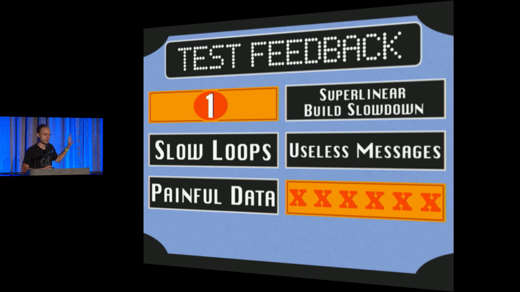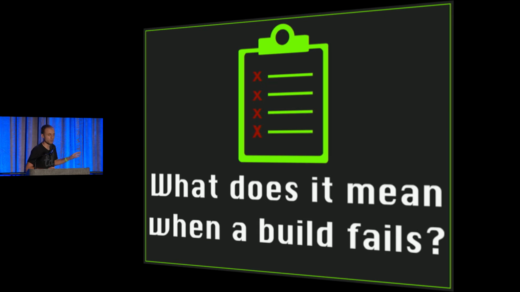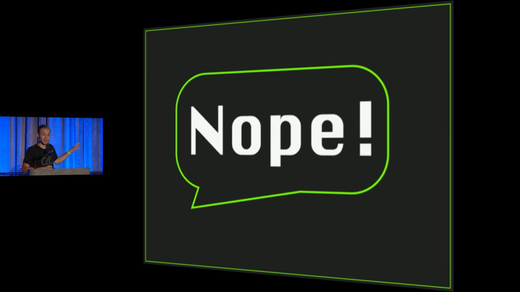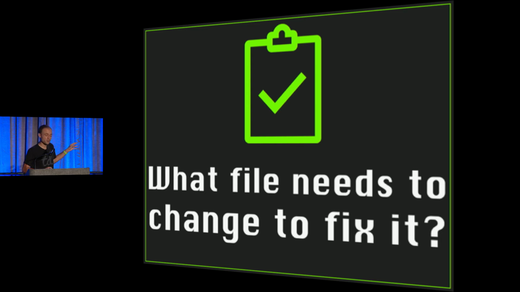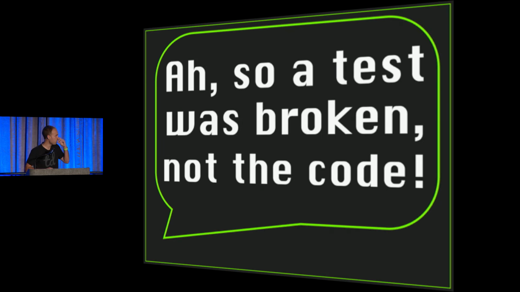Last but not least, this is one of my favorite topics, I'm going to talk about false negatives. So what does it mean when a build fails? Well, it means that the code is broken, is what most people would respond. Nope, not really, because the follow-up question is, when the build fails, what file needs to change to fix the build? I think the reaction is, well, usually we have to update a test to fix it. Oh, so that means that a test was broken, not the code.